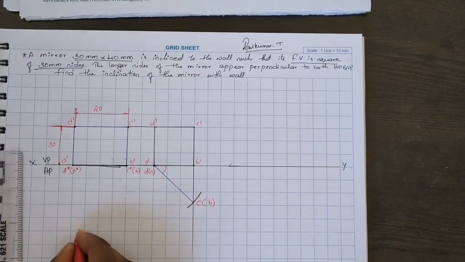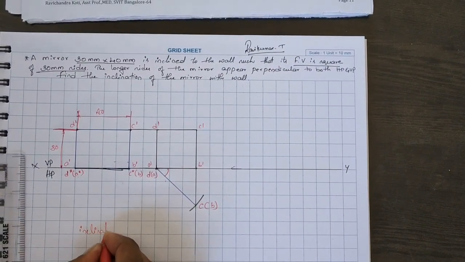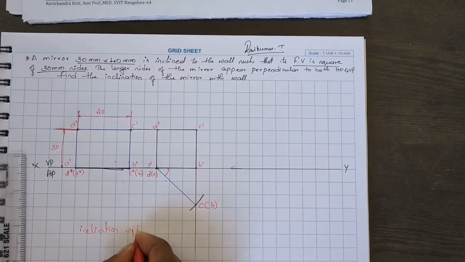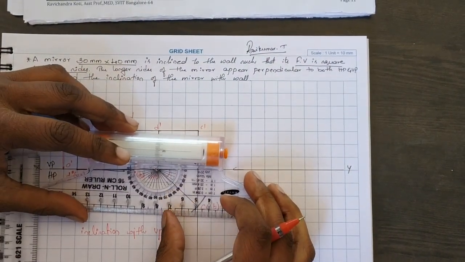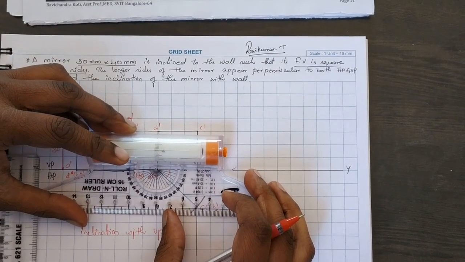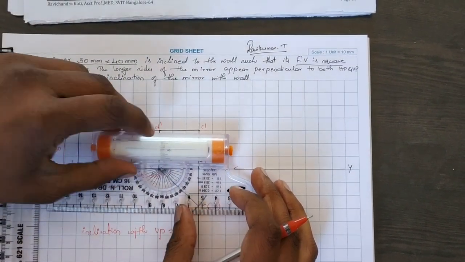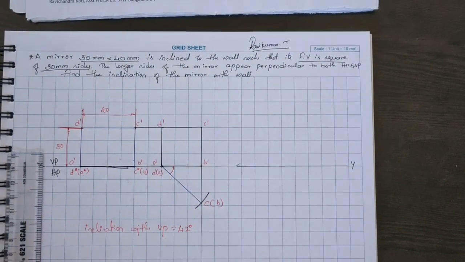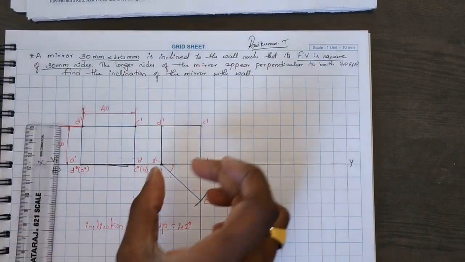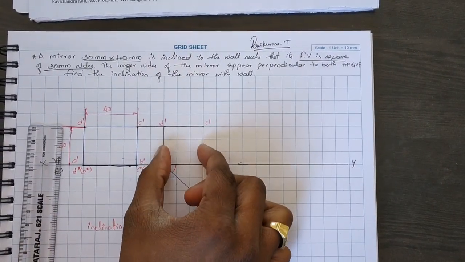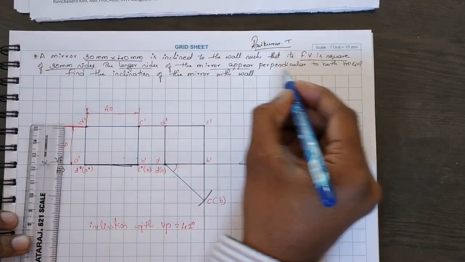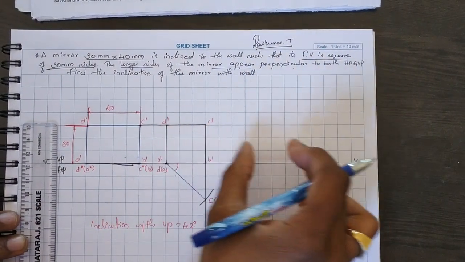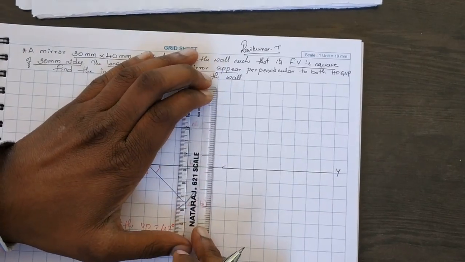So this line is inclined with VP. Okay, so this inclination with VP we have to find out. So how much is it? It is around 42 degree. Okay, so the inclination is 42 degree. Next, you have to make it parallel to both the planes, right? So take this diagram and place it here. Here the given longer side of the mirror appears perpendicular to both the planes. So first you take the same plane here.